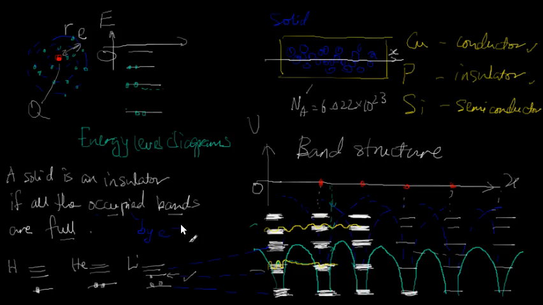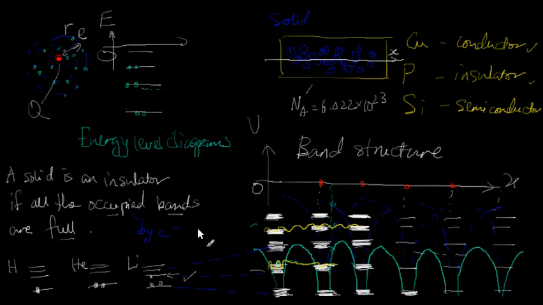In the last video, I talked about this rule of thumb which we can use to tell whether a solid is a conductor or an insulator. This rule being that a solid is an insulator if all the occupied bands are full. Now it's not something which is easy to understand in a simple way.